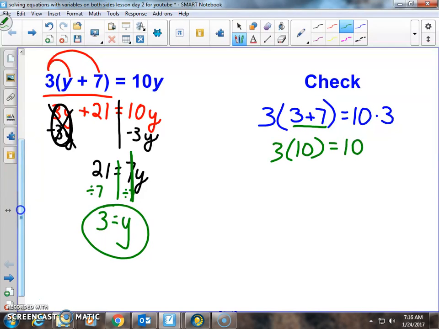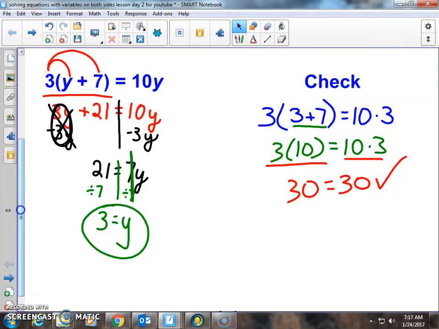And on the right side I have 10 times 3. So on the left side 3 times 10 is 30. And I know on the right side 10 times 3 is also 30. I just proved that y is 3. And I proved it by substituting.